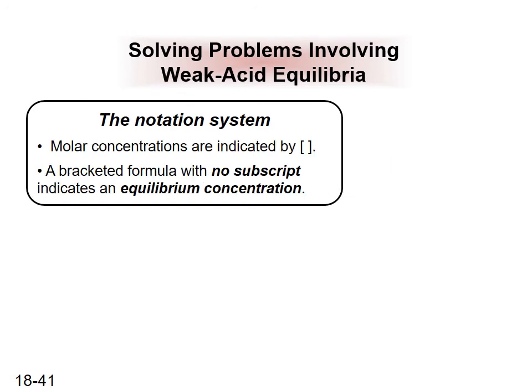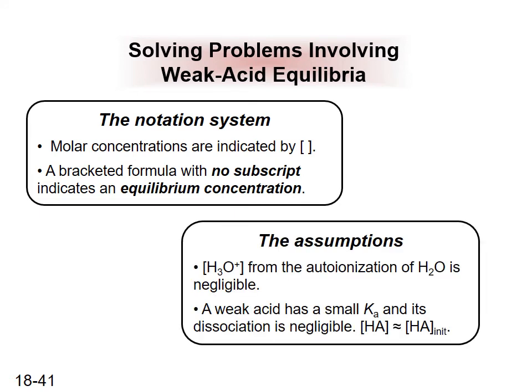When solving problems involving weak acid, we use brackets to represent molar concentrations. And we make some assumptions: the hydronium ion concentration from auto-ionization of water is negligible. And a weak acid has a small Ka, and its dissociation is negligible. That is, at equilibrium, the concentration of acid is approximately the initial concentration of the acid.